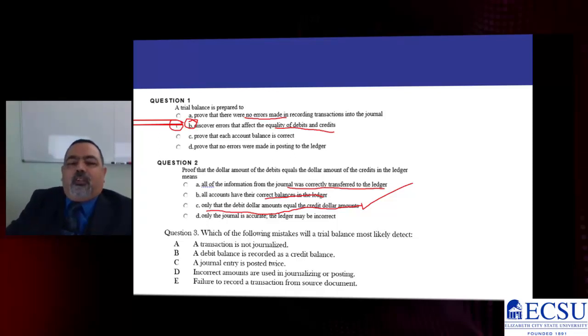Only the journal is accurate, the ledger may be inaccurate? That also I cannot say with the agreement or disagreement of the trial balance. So number C is going to be the correct answer.